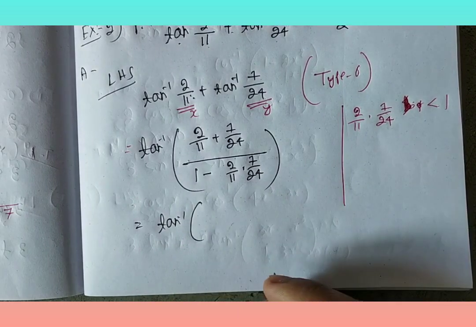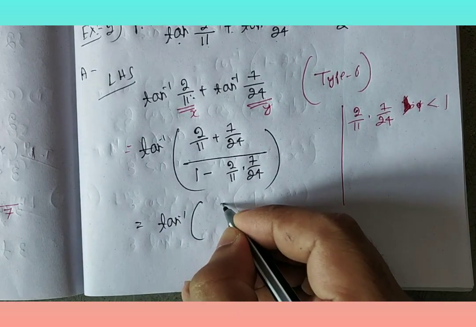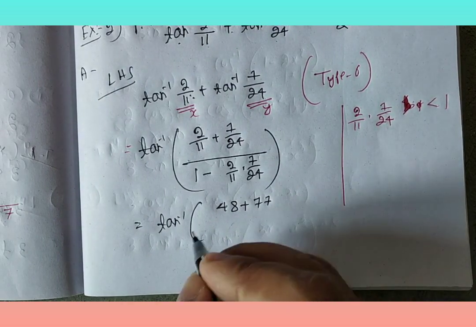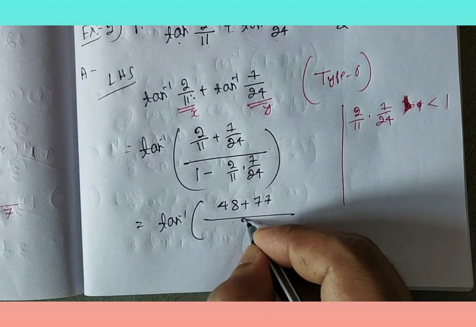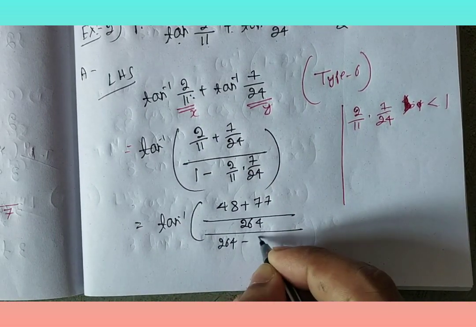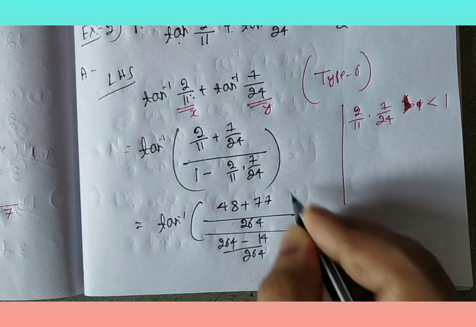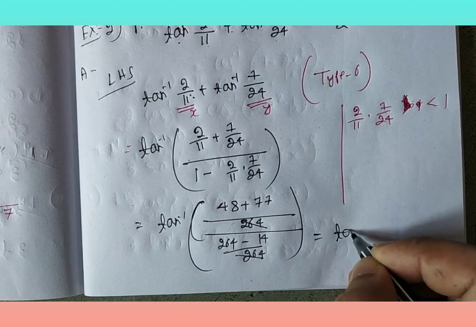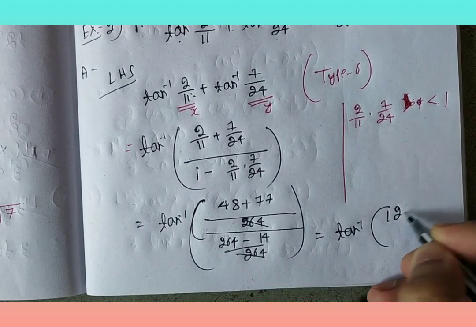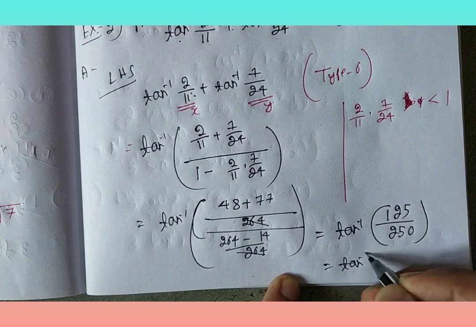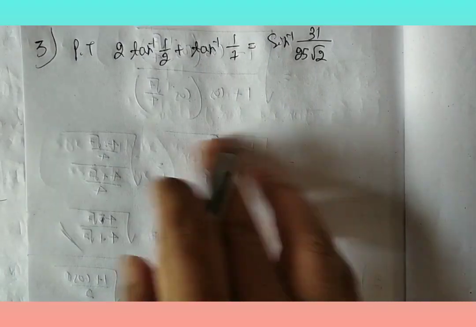Tan inverse 48 plus 77 divided by 264 whole divided by, here also 264 minus 14 divided by 264. 264 cancels and you will get tan inverse 125 divided by 250, and this is equal to tan inverse 1 by 2. This is our next example.